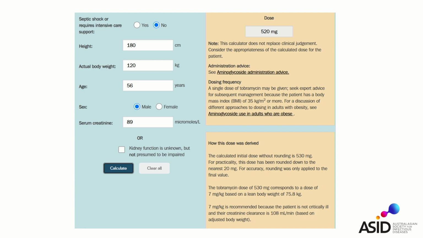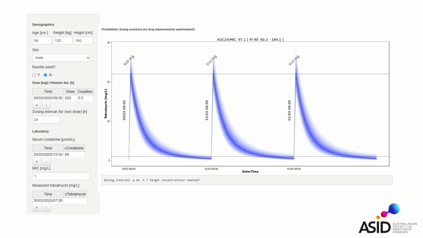So this says the calculated initial dose without rounding is 530. For practicality, it's been rounded down to the nearest 20 milligrams. The tobramycin dose is based on a lean body weight of 75.8 kilos. And there is this idea that if you had someone who was an athlete and you were thinking that actually their disposition of adipose tissue was less compared to their increased disposition of muscle, maybe you would feel comfortable going a bit higher. So this is telling you exactly what the lean body weight is, how it's calculated, and because their serum creatinine clearance is 108 mils per minute. I mean, beautiful.